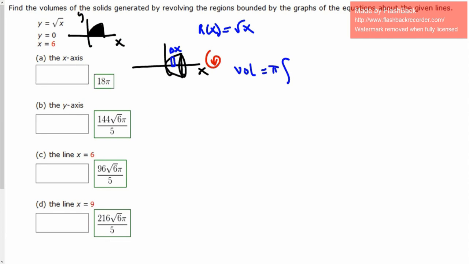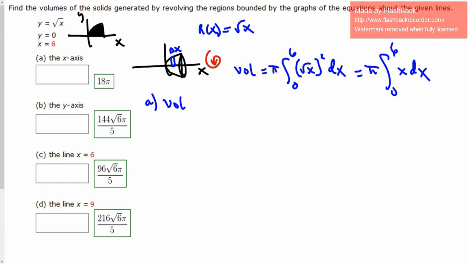So for that first part, the volume is pi times the integral. And where is that integral going from and to? Well, it's going from 0 to 6. And this is times that radius squared dx. So that gives us pi times the integral from 0 to 6 of just x dx. And so for part A, the volume we get here is pi times x squared over 2, evaluated from 0 to 6. So that gives us 6 squared over 2 times pi. 36 divided by 2, we get 18 pi.